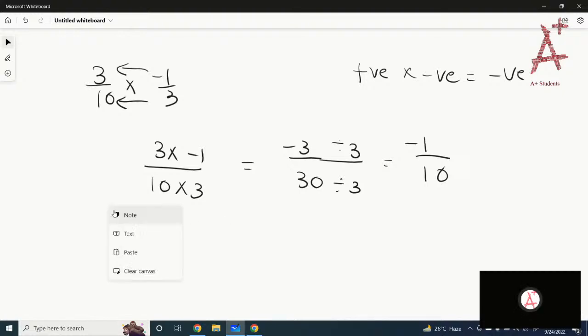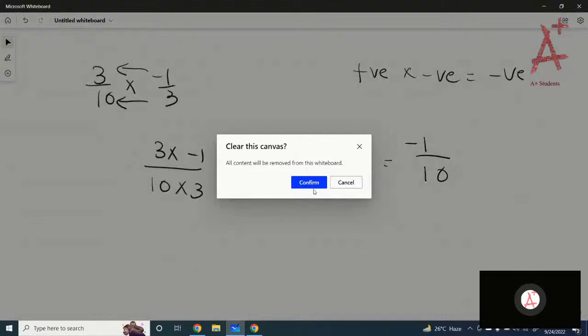Move on to the next one. The next one is 7 by 10 divided by 1 by 7. So you have to convert that division problem to a multiplication one by doing the same we did with the questions earlier. You have to convert that division sign to multiplication, and you have to take the reciprocal of the term after the division sign.